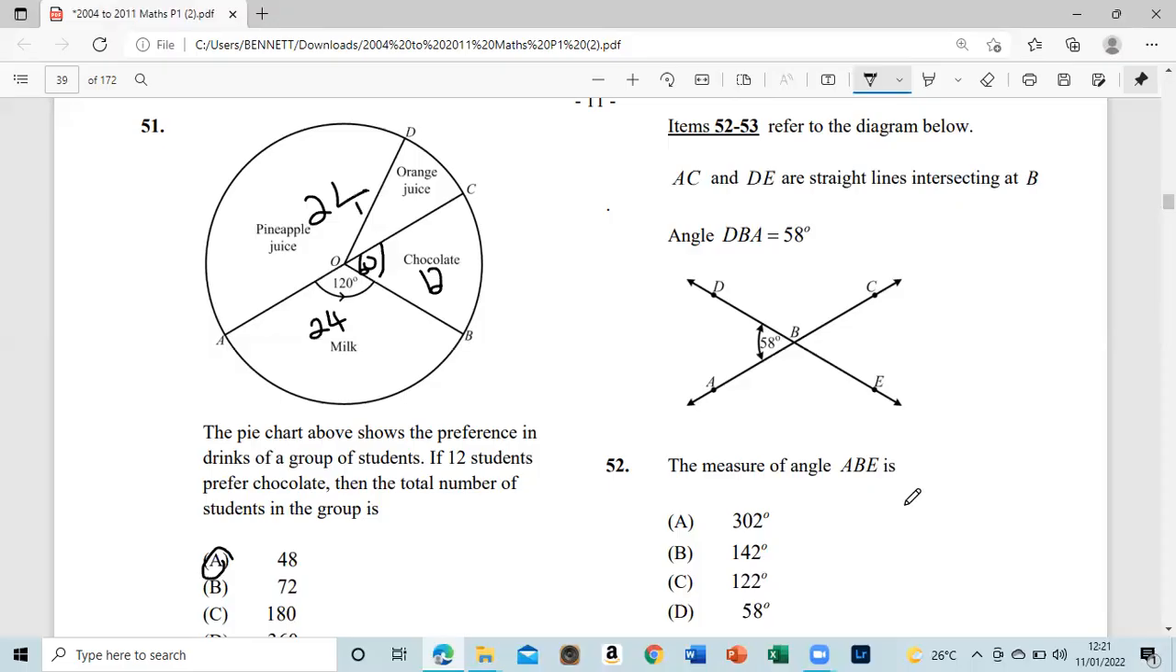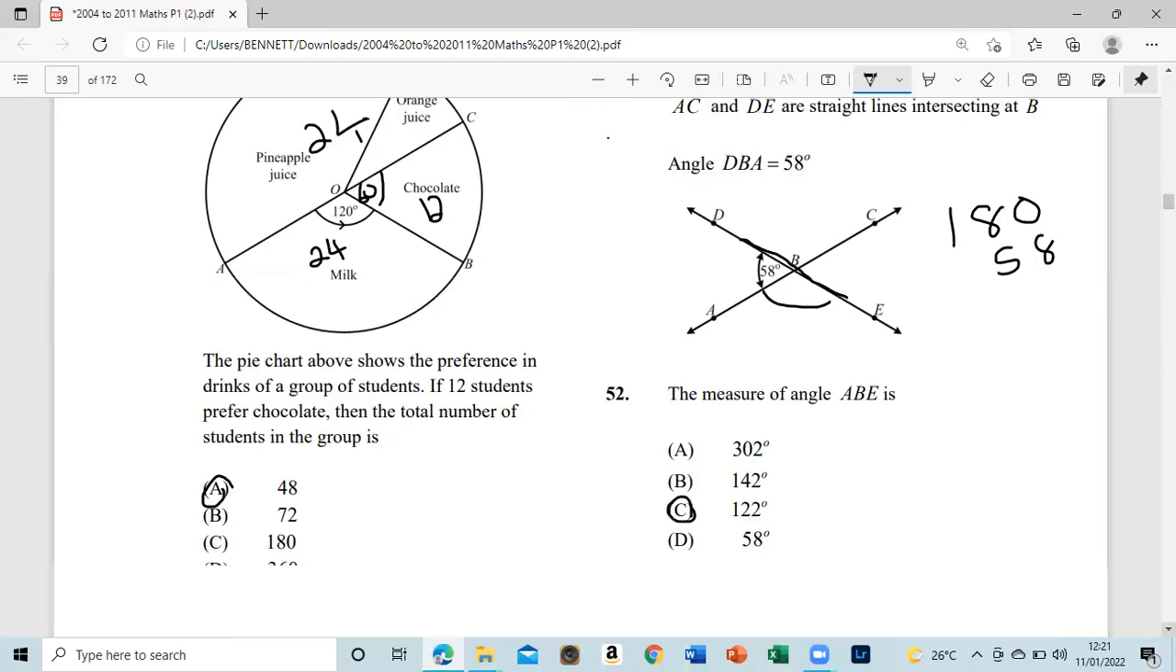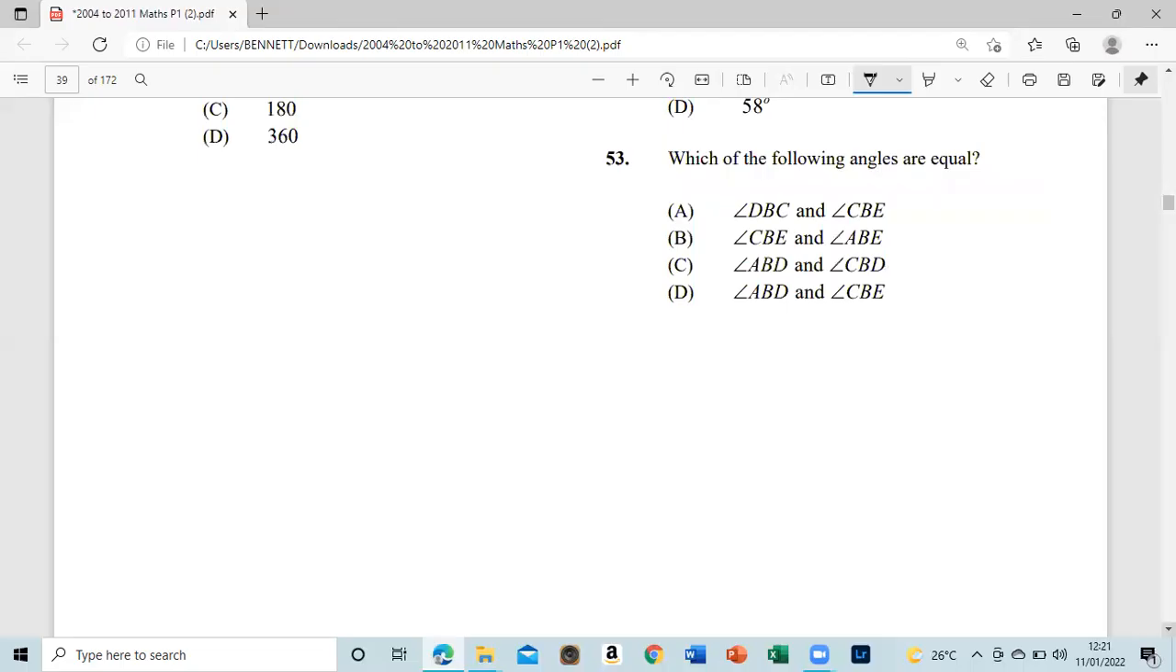The measure of ABE is... so let's find that angle ABE, which is this angle right here. If you look closely, this is an angle on a straight line, so it will be 180 minus 58, which is 122. So that's 122. When I make things drawn out, it becomes clearer. Which of these is equal?